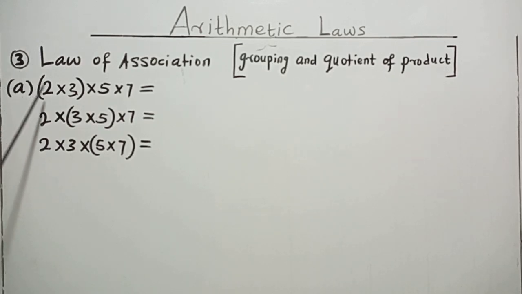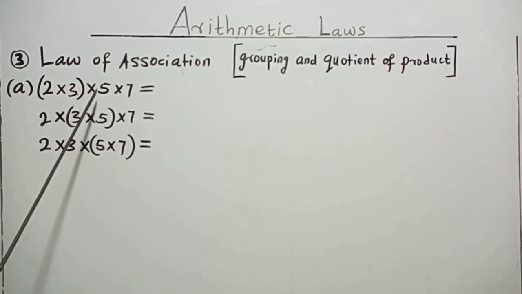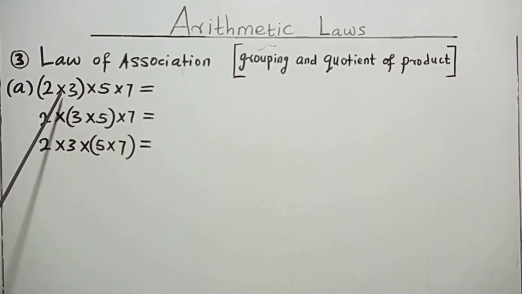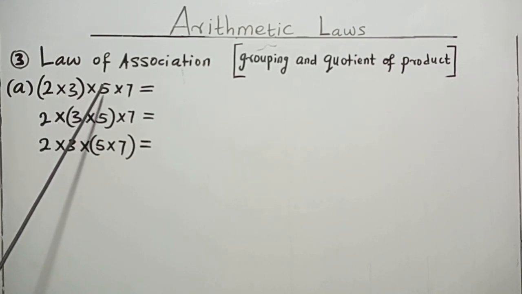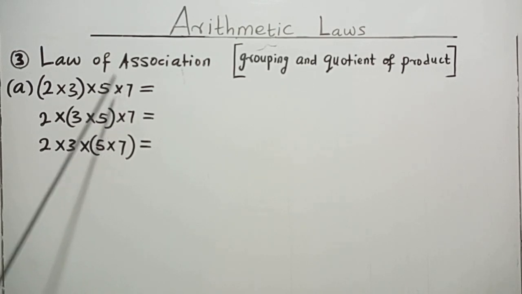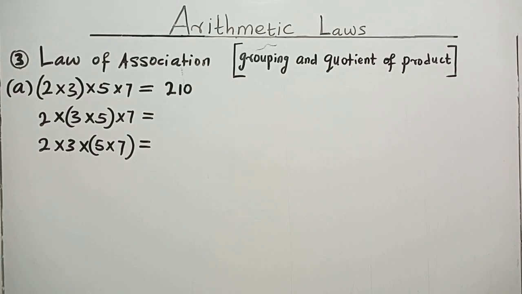Okay, 2 times 3 is 6. It is as if 2 times 3 times 5 times 7 is the same thing as saying 6 times 5 times 7. What is the answer? First, 2 times 3 is 6. 6 times 5 is 30. 30 times 7. What will it be? Let's find out. Here is the answer. It is 210.